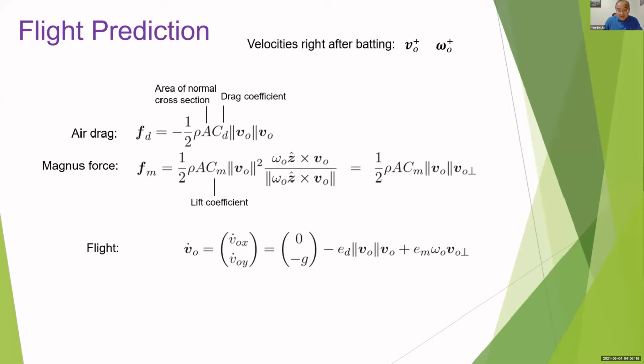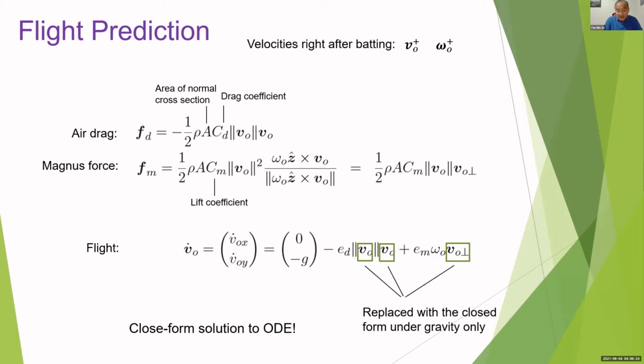So what we actually did is look for a closed form solution. We basically replace the velocities on the right-hand side with the closed form of velocities under gravity only. So we're ignoring the aerodynamic forces and just using a simple form on the right-hand side. On the left-hand side, we let it be. So we are actually able to get a closed form solution to this ODE.